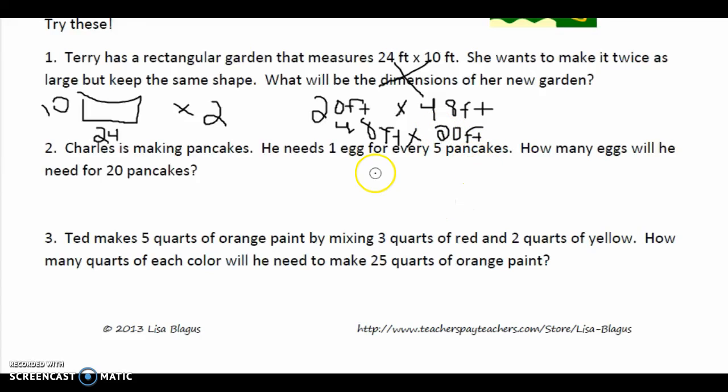Okay, that's a 20. Charles is making pancakes. He needs 1 egg. I'm going to actually write that down because this is a nice ratio that they gave us, for every 5 pancakes. I'm going to just put P. How many eggs will he need for 20 pancakes? Oh my gosh, that's a 2. So 20 pancakes. Well, I know 5 times 4 is going to give me 20. So if I multiplied by 4 on the bottom, I have to multiply by 4 on the top, so that must be the scale factor. I'm going to need 4 eggs.